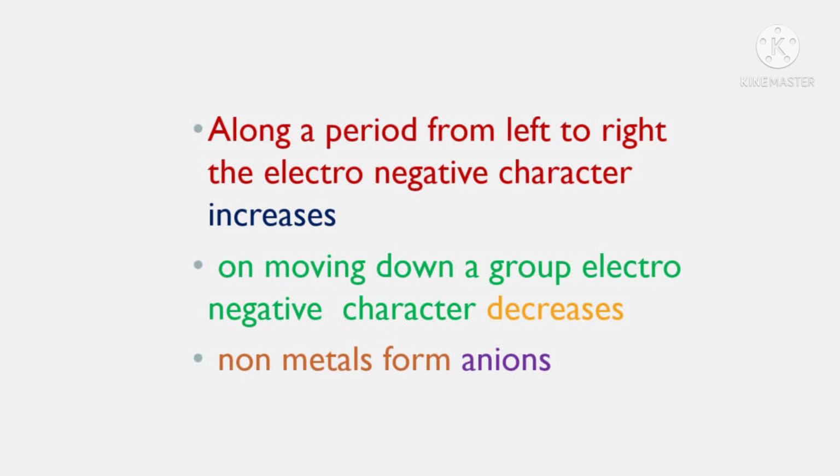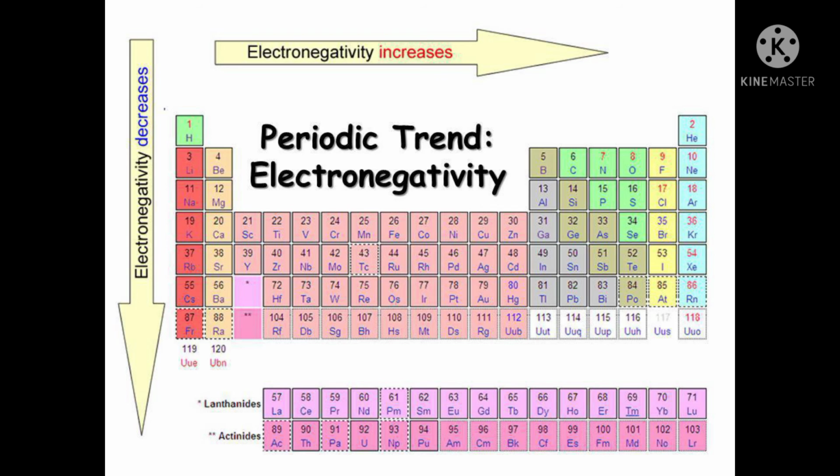Let's see what happens in groups and periods. In a period on moving from left to right, electronegativity increases, so non-metallic property increases. In a group on moving from top to bottom, electronegativity decreases, so non-metallic property decreases. All non-metals gain electrons. They are oxidizing in nature because the increase of nuclear charge will increase the tendency to attract electrons to the nucleus.